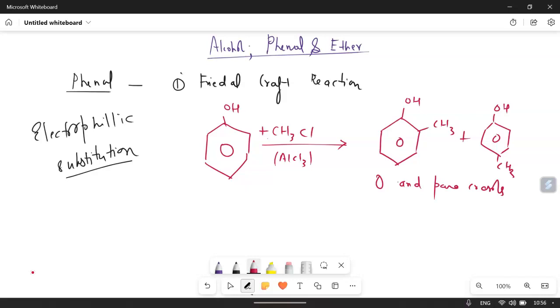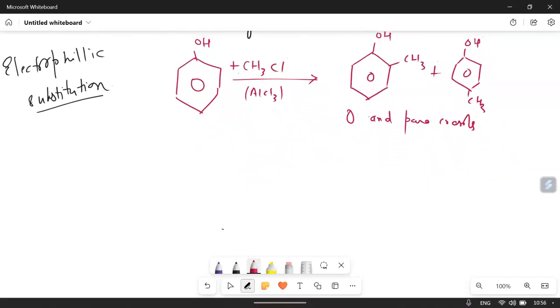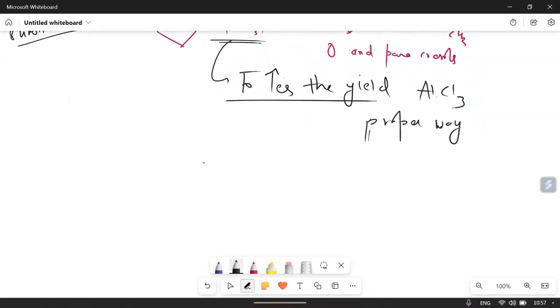Okay, so this is the reaction. The yield of the product is poor as ring alkylation takes place. To increase the yield, AlCl3 must be used, not in a low amount; we have to use it in sufficient amount to increase the rate.